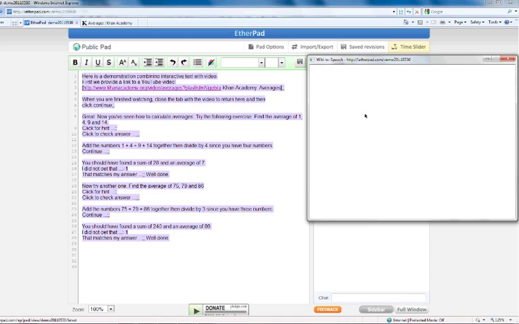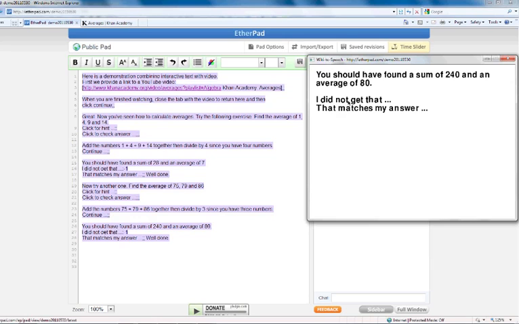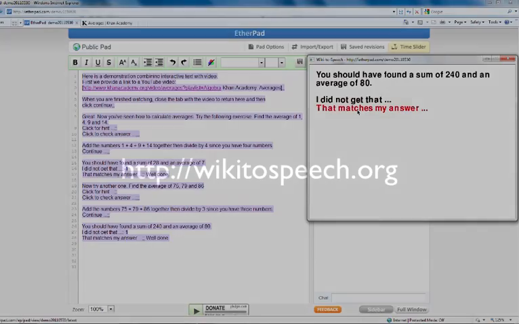Well done. Now try another one. Find the average of 75, 79, and 86. Add the numbers 75 plus 79 plus 86 together, then divide by 3 since you have 3 numbers. You should have found a sum of 240 and an average of 80. Well done.